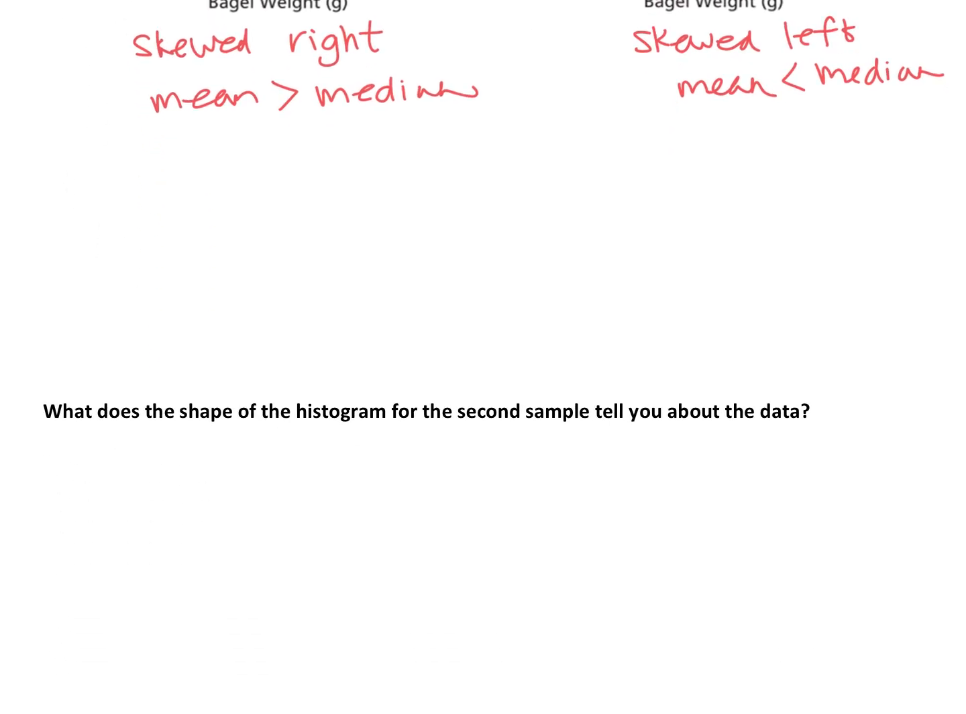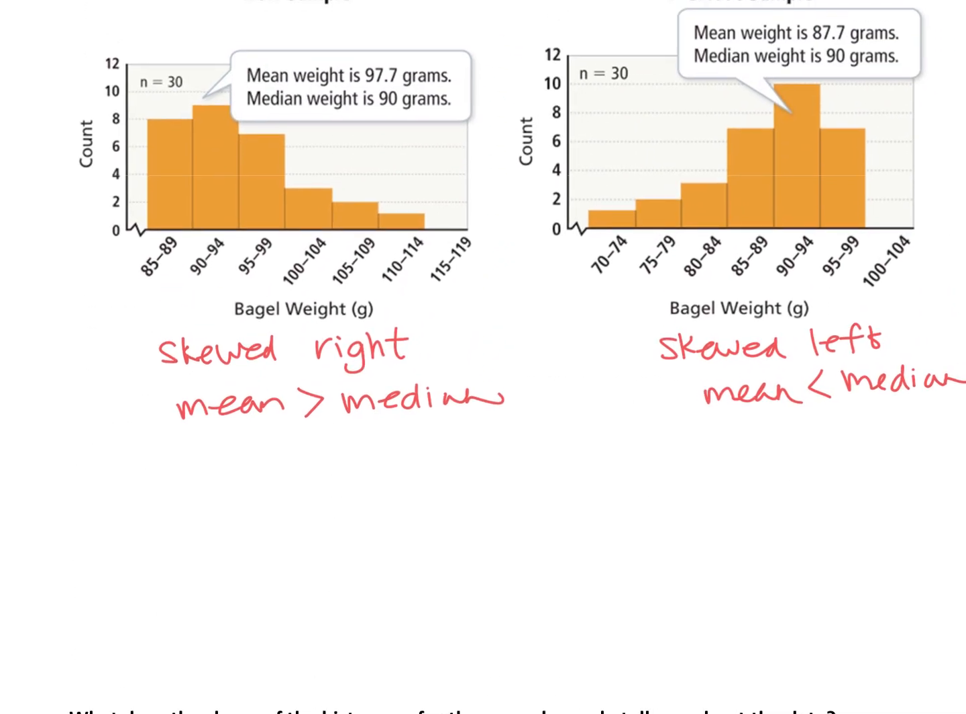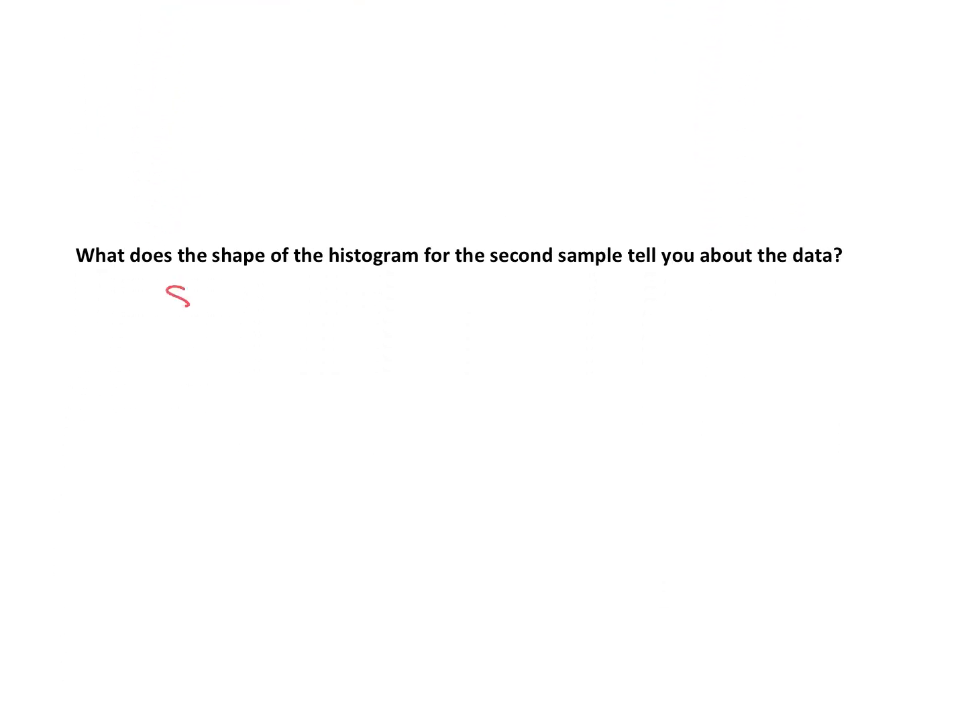All right, so we have one more question. What does the shape of the histogram for the second sample tell you about the data? So the second sample was skewed to the right. So we know that. That's the shape, skewed to the right, which meant that the mean will be greater than the median.